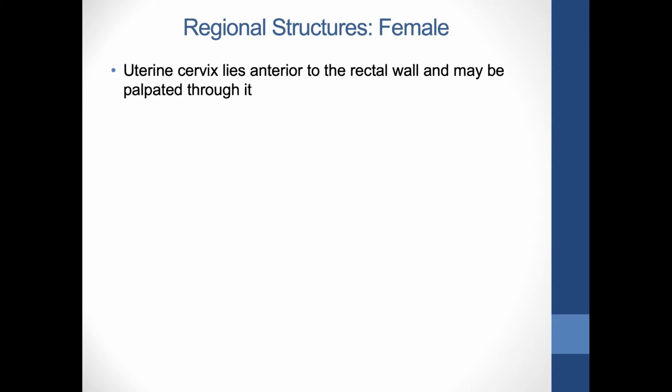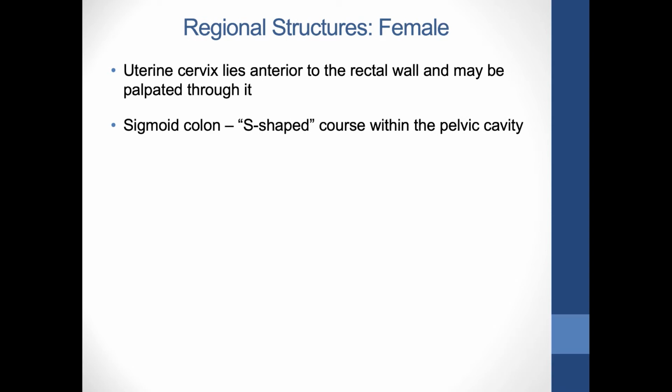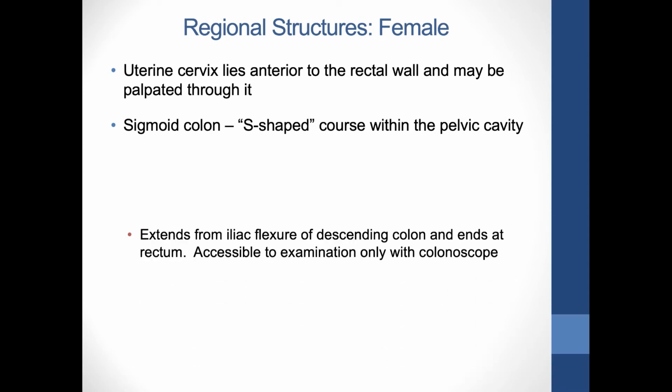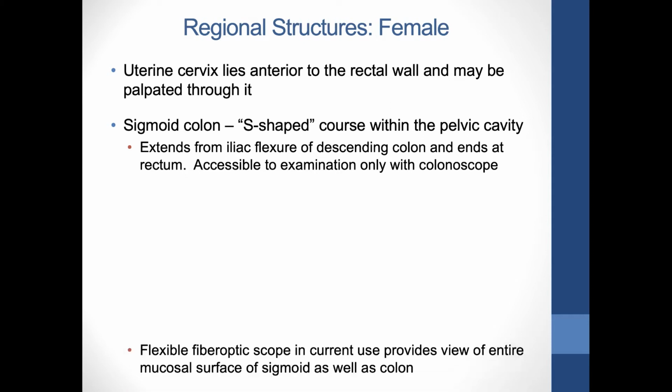The uterine cervix lies anterior to the rectal wall and may be palpated through it. The sigmoid colon is S-shaped, and it has a course that is S-shaped within the pelvic cavity, I should say. This extends from the iliac flexure of the descending colon and ends at the rectum. It's accessible to examination with a colonoscope. So that's when we have our colonoscopies, we can see this.